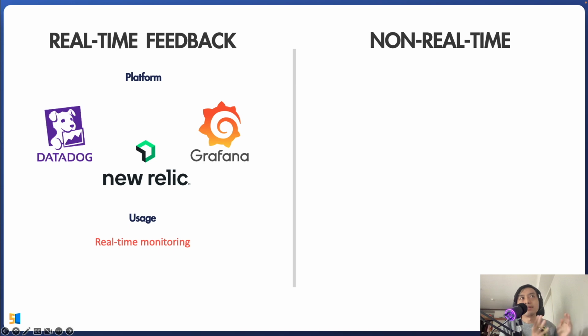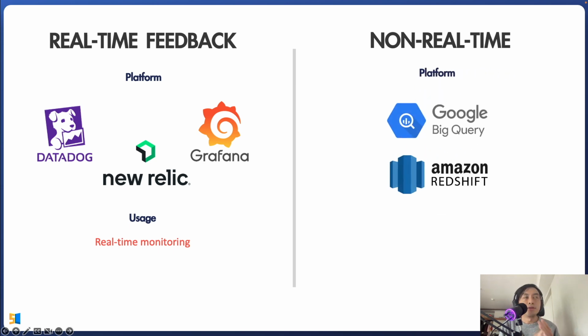On the right side, non-real-time monitoring is usually done by dumping all of the important data into a data warehouse, for example, Google BigQuery or Amazon Redshift. This is usually the platform used by data engineers. We can use this to analyze experiment results for the past week, for example. We can use it for projecting OKR progress, such as how much revenue the company has gotten for the past month. And the final usage example is to analyze fraud activity. So these two kinds of monitoring are very important, and you need to invest in them because they are important.